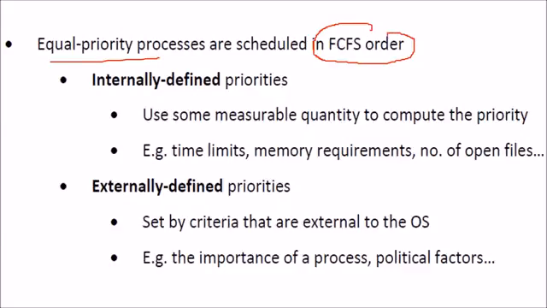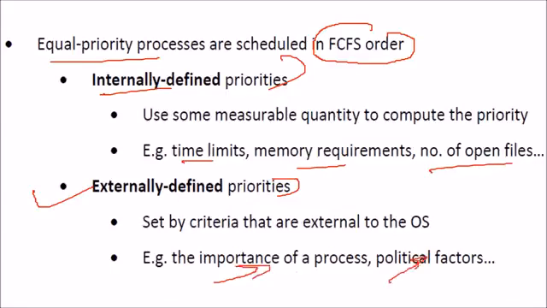How are these priorities defined? It can be internal, based on time limits, memory requirements, and number of files. Externally, it can be the importance of the process, or the political factor of the situation of the computer. All these can be taken.